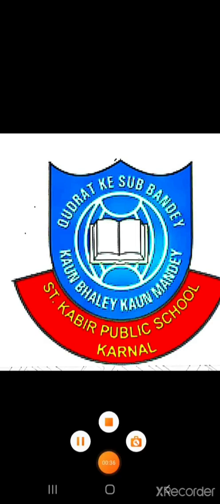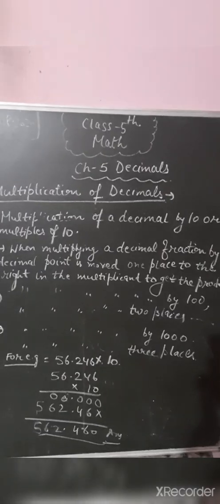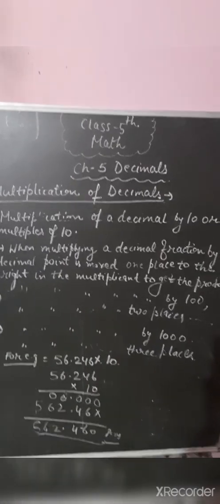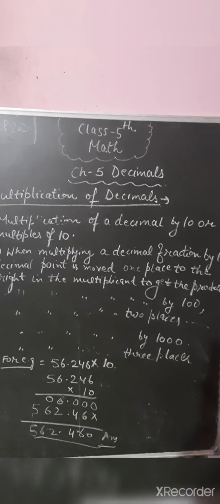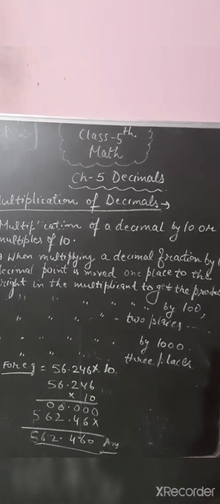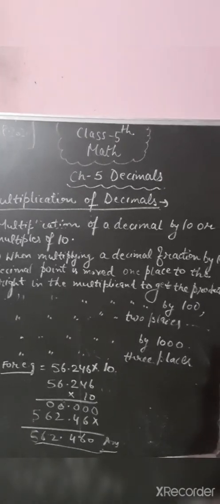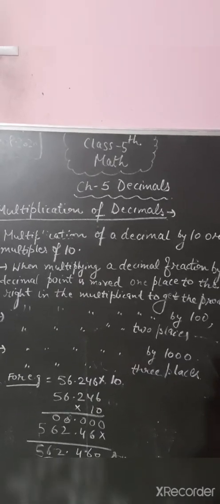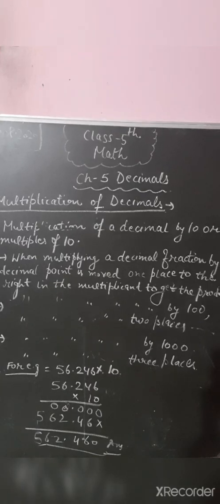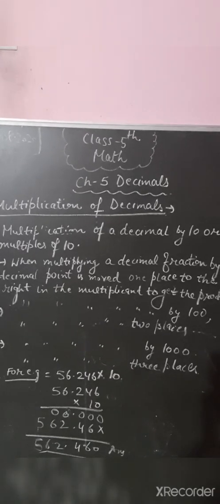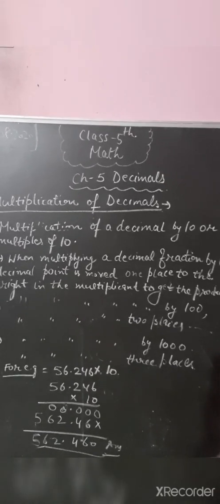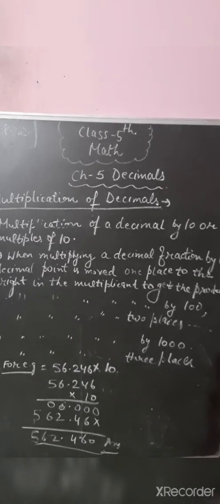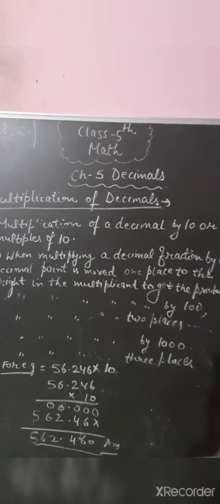Now welcome back to your online maths class. Dear students, earlier we were doing chapter number 5, decimals. We will be continuing with the same chapter. In the last class, we had done addition and subtraction of decimal numbers. Now the next topic is multiplication of decimals. Multiplication of whole numbers you have done, and multiplication of decimals we will be doing today.